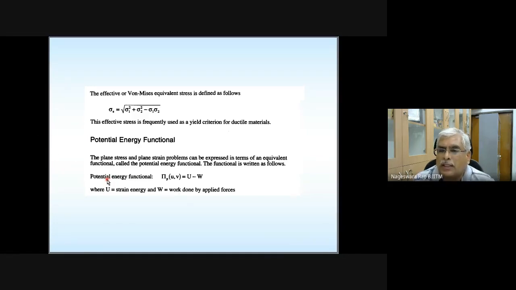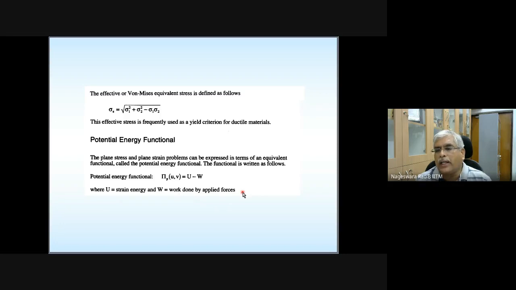So potential energy functional is nothing but strain energy minus work done by the applied forces. If you are able to write this potential energy functional, you are going to get what is the equivalent functional in your variational method. So that is what is written here. Strain energy minus work done by the applied forces.